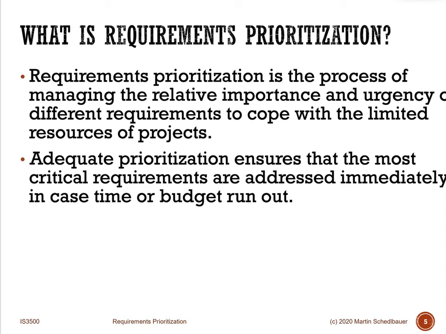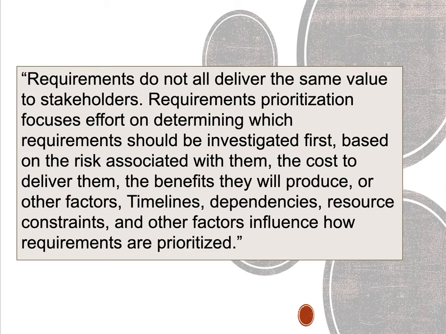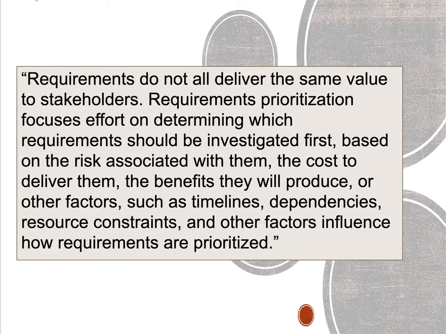At the end of the day, you have limited resources when you build a system. Adequate prioritization ensures that the most critical requirements are addressed immediately in case time and/or budget run out. The key understanding is that requirements do not all deliver the same value to the stakeholders. Requirements prioritization is an effort that determines which requirements should be investigated first, based on the risk associated with them, the cost to deliver them, the benefits they produce for the stakeholders, or some other factors. These could include timelines, dependencies, and resource constraints. There are a lot of other factors that influence how requirements are decided to be implemented in a systems development effort.